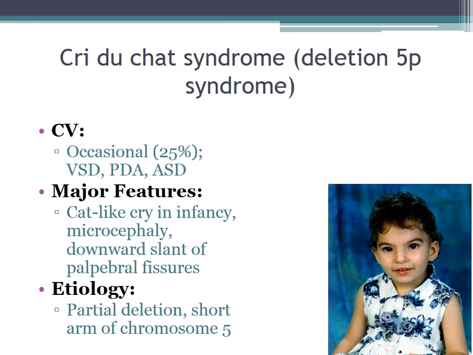The next syndrome is Cri-du-Chat. It is a deletion of 5p, and cardiac manifestations are not frequent, only about 25% of the time, and they are most commonly VSDs, PDAs, and ASDs. The major features are this cat-like cry in infancy, microcephaly, and downward slant of the palpebral fissures that you can see in the picture to the right. And the etiology is a partial deletion of the short arm of chromosome 5.